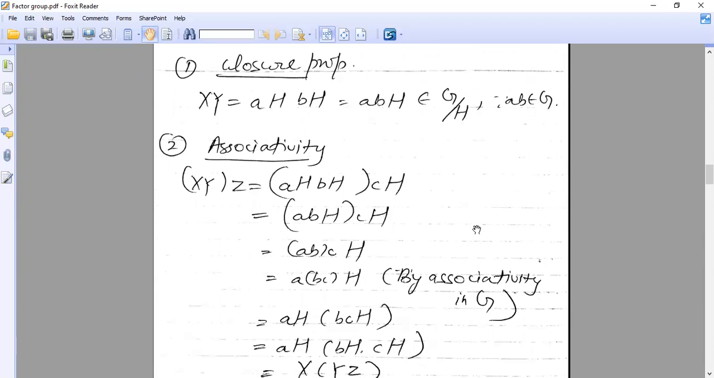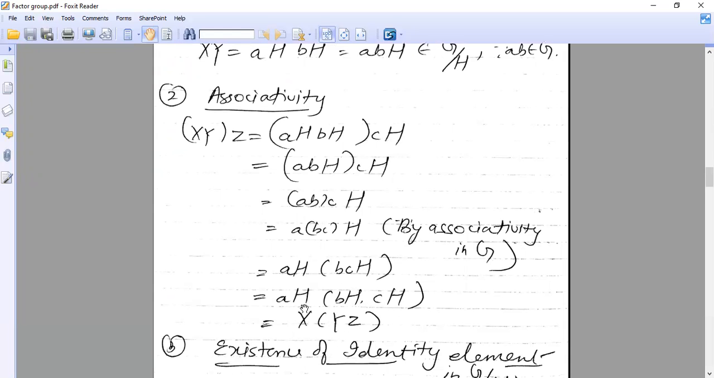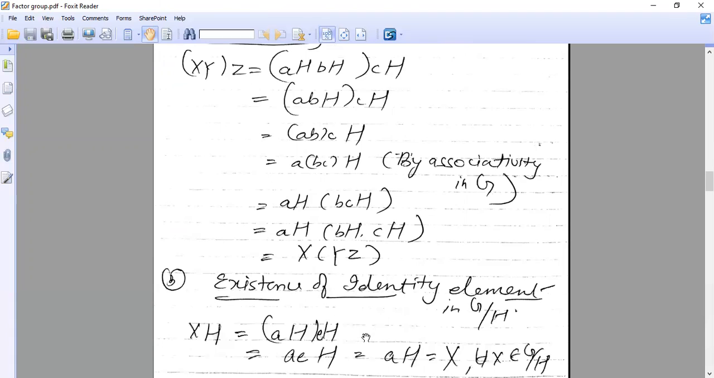Now associativity, X, Y into Z. This is equal to AH, BH into CH. Now AH into BH will be equal to ABH, and this is CH. Now this product will be equal to AB into CH. Now by associativity, you can write it as A into BCH. So you can just break it as AH into BCH. Now BCH can be written as BH into CH. So what is this? This is your X and this is your Y, this is your Z. So you have shown that XY into Z is equal to X into YZ. So associativity holds in G upon H.